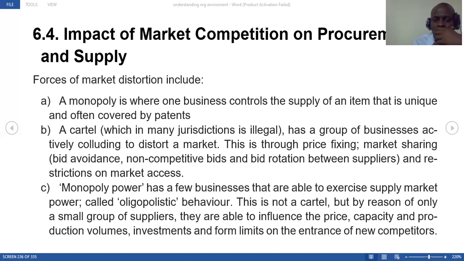Then monopoly power has few businesses that are able to exercise supply market power, called oligopolistic behavior. So you realize in oligopolistic behavior, we have few sellers in the market who control the prices. A good example of this kind of market is the petroleum industry, where we have few players who control the price of petroleum products.